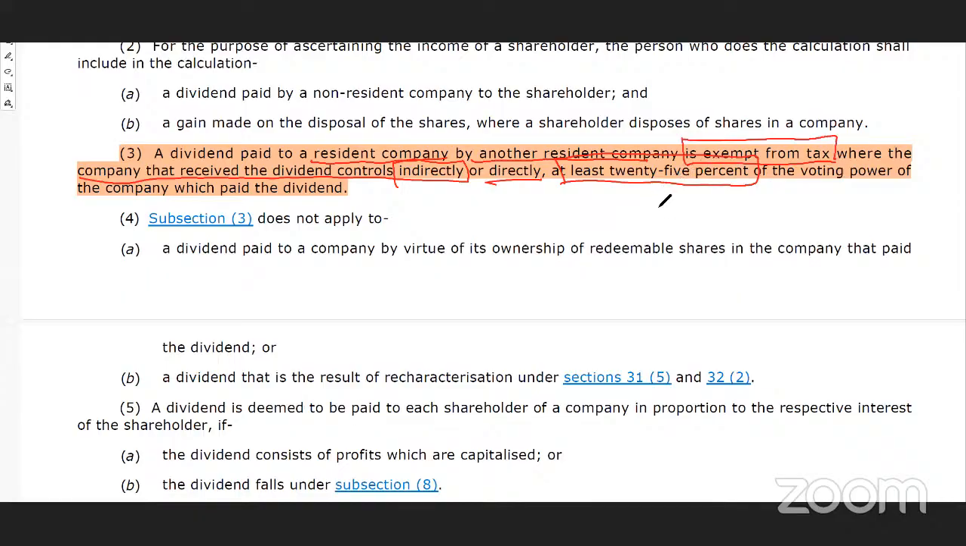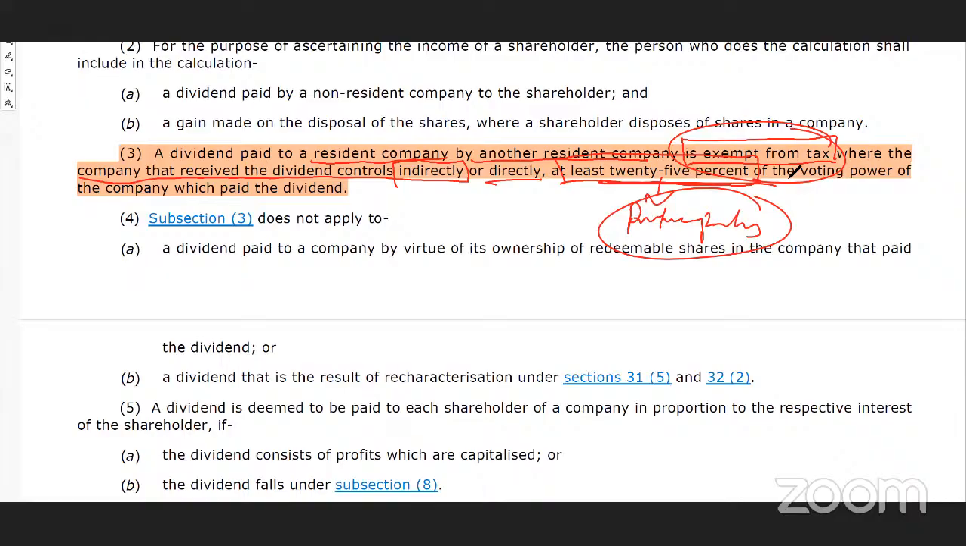So you see, this is the participating exemption. Does it make sense to everyone? Meaning that if you're able to participate in at least 25% of a company's voting power, then if that company pays dividend, it will be exempt from tax. Did that make sense to everyone? Yes, sir. One of the participating exemptions.